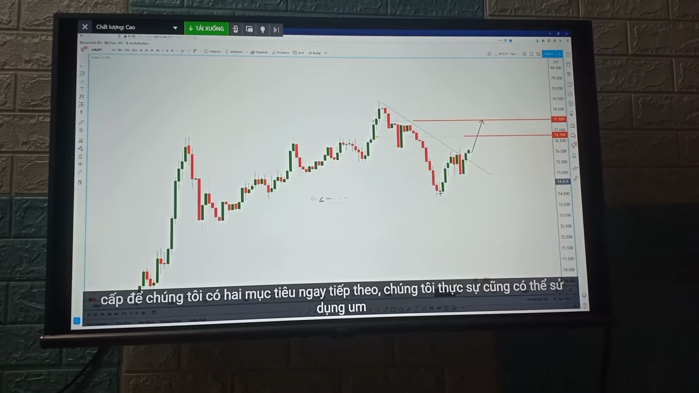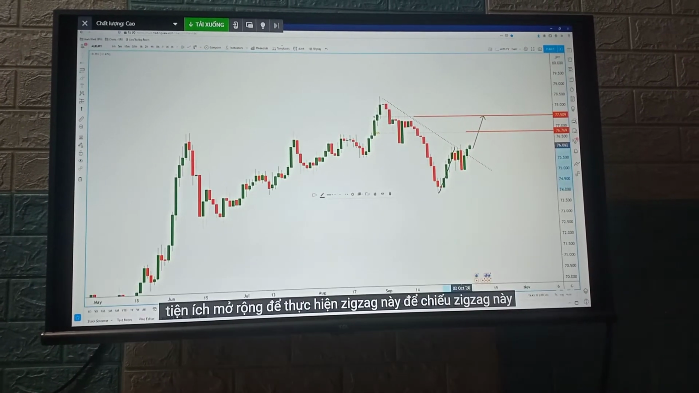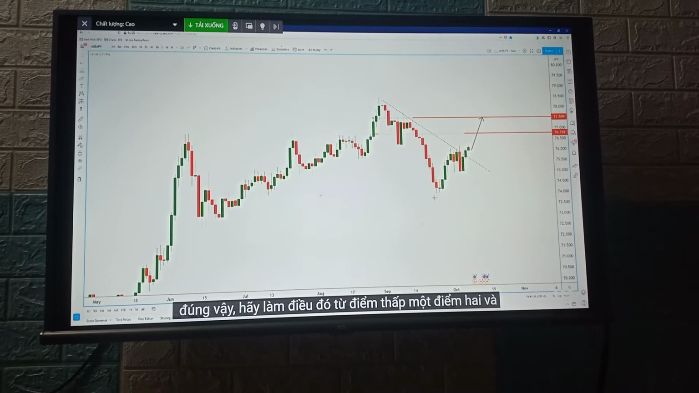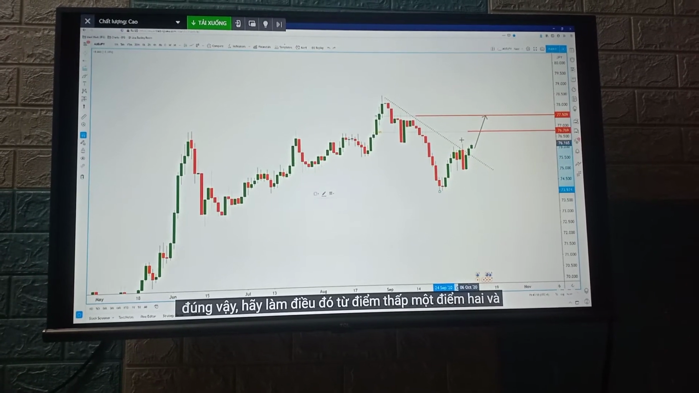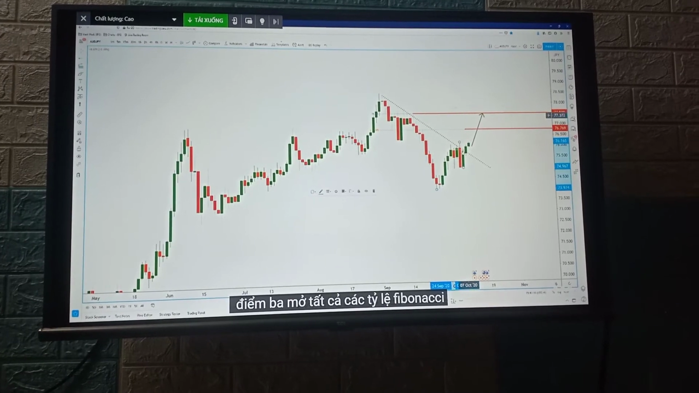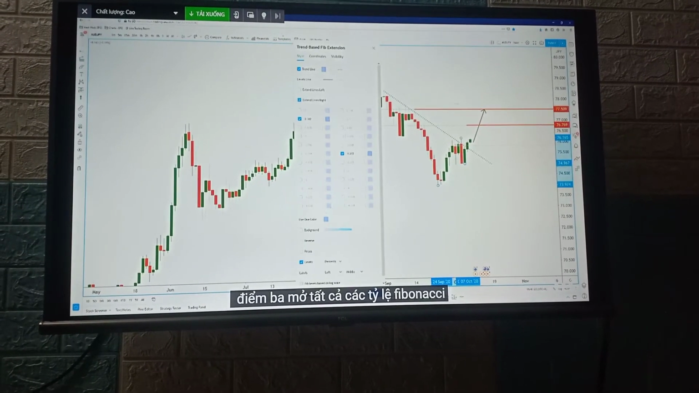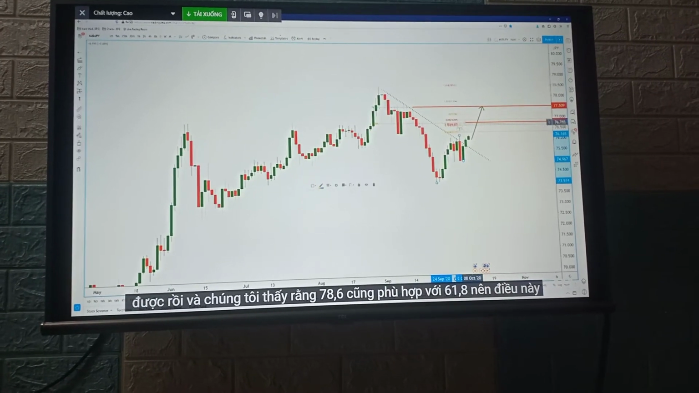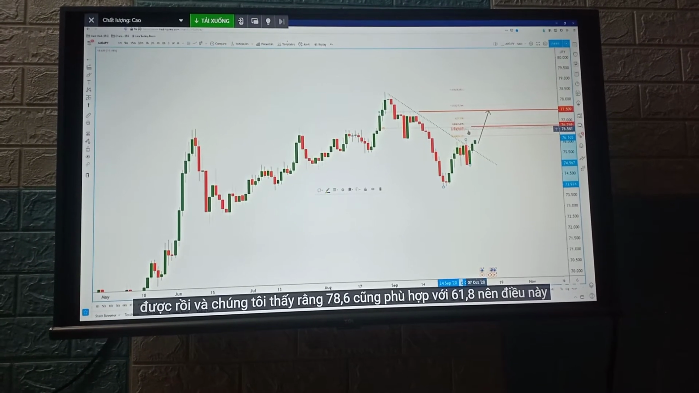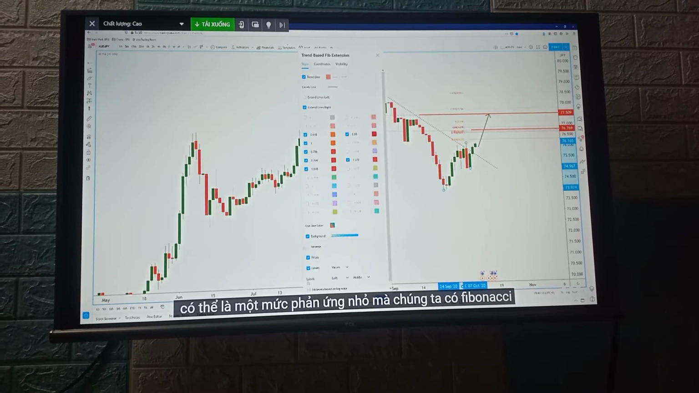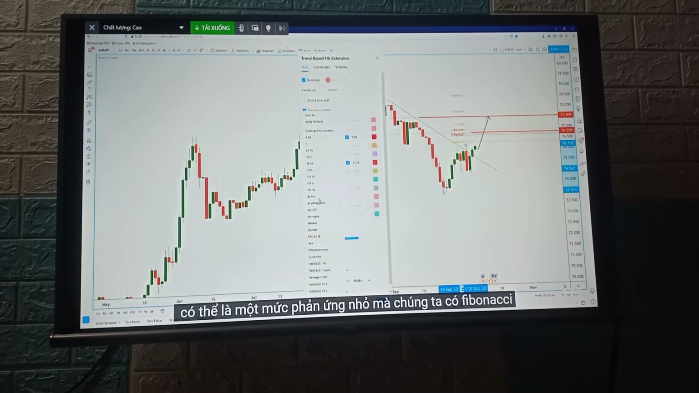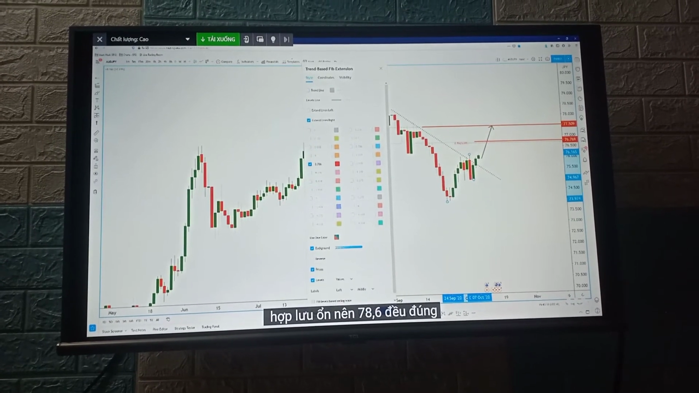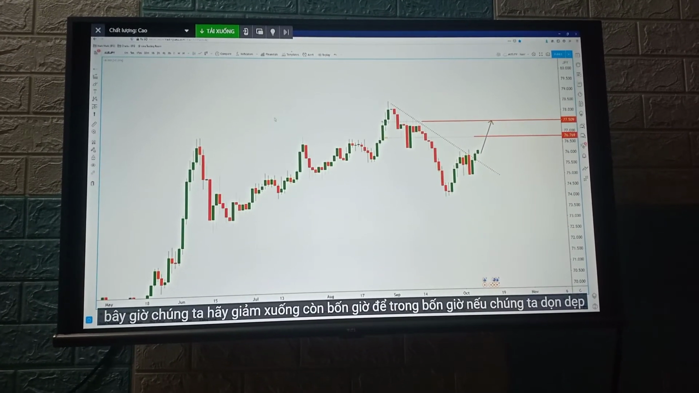Next, we can also use extension to project this zigzag. So let's do that from the low, 0.1, 0.2, and 0.3. Open all Fibonacci ratios. And we see that the 78.6 is also in line with the 61.8. So this could be a small reaction level where we have Fibonacci confluence. So 78.6.